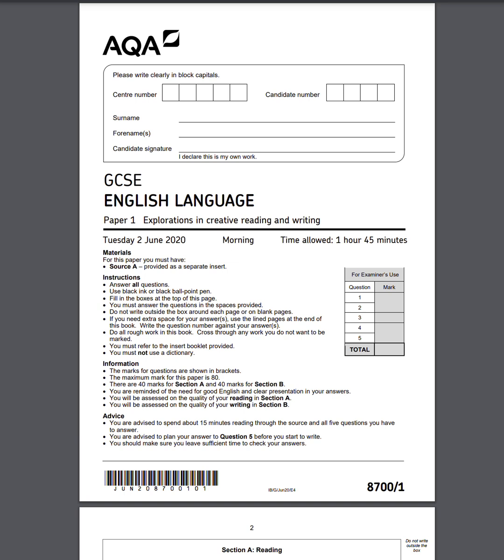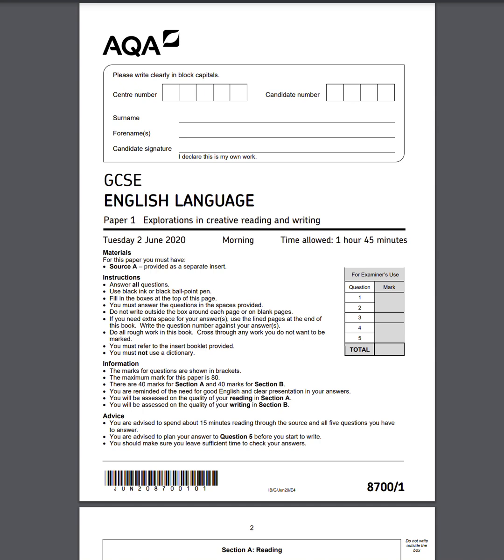Everyone, it's Mr. Smith here, just getting you ready for your exams in the summer by running through the papers with you, starting with language paper one. I'm going to go through each of the questions, give you some hints and tips, and talk you through my thought process as I would tackle this paper.